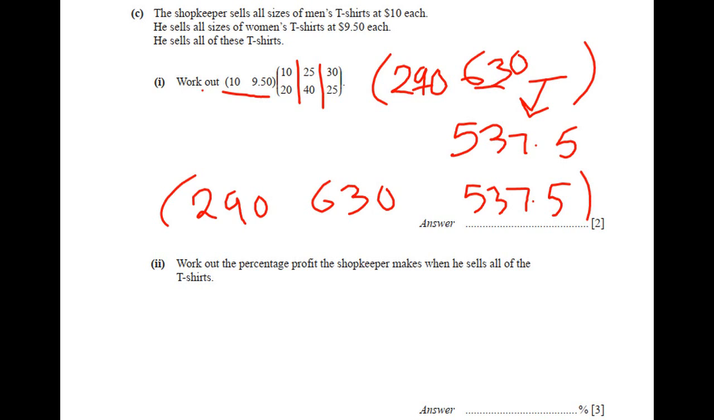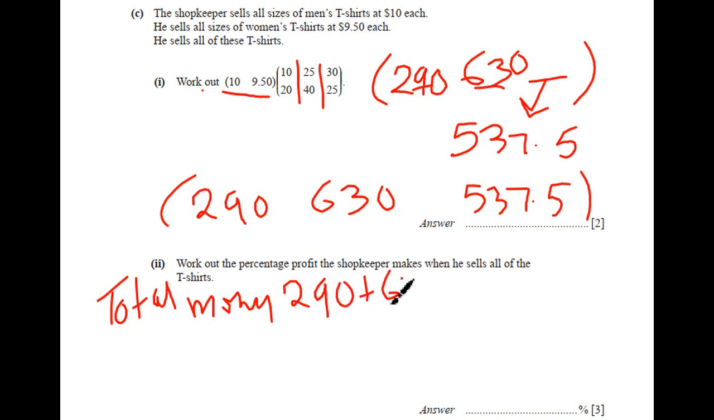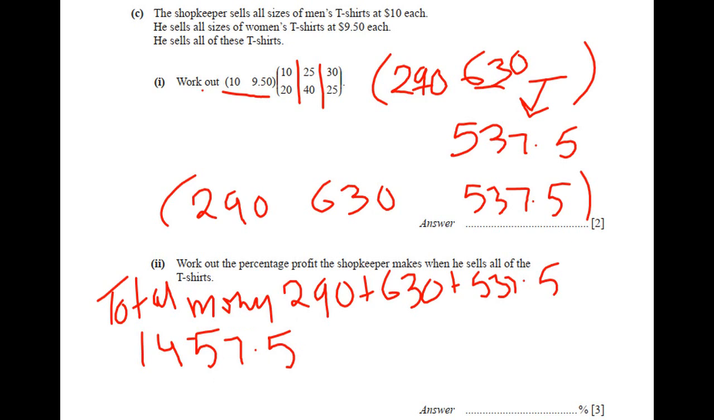Going back to part 2, work out the percentage profit the shopkeeper makes when he sells all of the t-shirts. So total money he earns is 290 plus 630 plus 537.5, which gives us 1457.5. Alright, so we need to find the percentage profit.